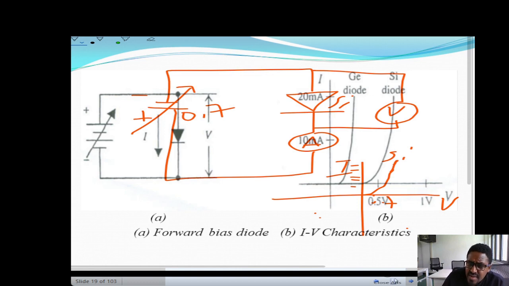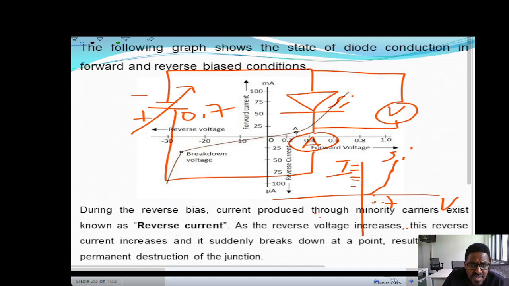The diode is connected with the variable DC source, that means the positive terminal of the battery with the anode side of the diode and the negative terminal of the battery with the cathode side of the diode. During this time, when you increase the forward voltage, the current increases, that means exponentially. The following graph shows the state of diode conduction in forward and reverse biased condition.